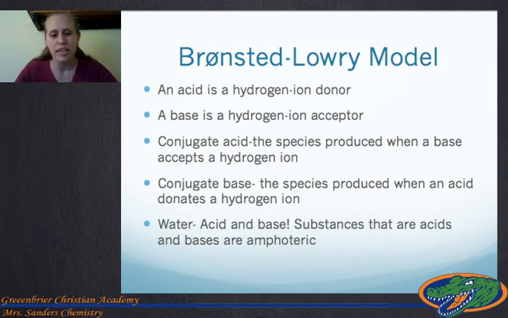So notice that water is always an acid and a base because it's always going to be able to either take or give hydrogen, because if it takes the hydrogen, it'll turn into our hydronium, and then if it gives a hydrogen, it'll turn into hydroxide. So water is both an acid and a base in the Bronsted-Lowry model, and that's really important.